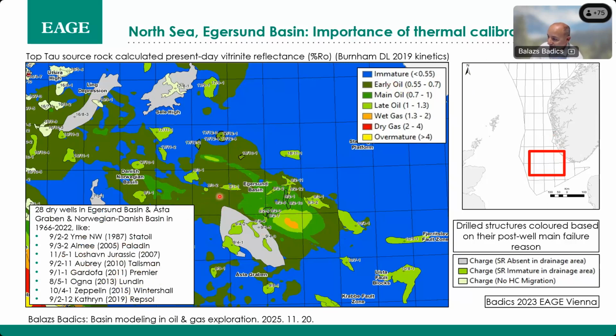You have to really be careful showing these maps to management or colleagues, because the early oil, you know that oil and gas generation is exponential. So when you are in the very early phase, between vitrinite 0.55 and 0.7, you generate very small amounts. And those small amounts are enough to just give you some shows.